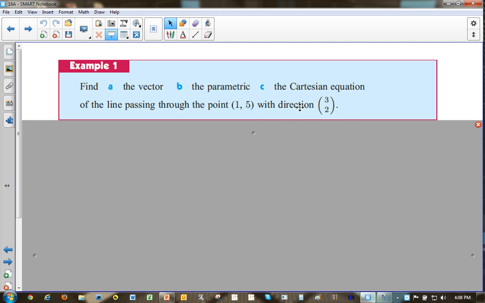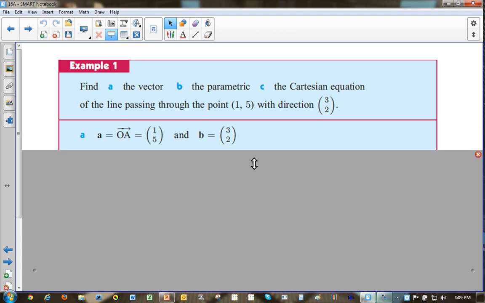And then direction 3, 2 is going to be how I get from any point on the line to any other point on the line. And of course I can use any multiple of 3, 2. I can use 6, 4. I can use 1.5 and 1. I can even use negative 3 and negative 2. Any multiple of this vector is going to get me to any other point on the line.